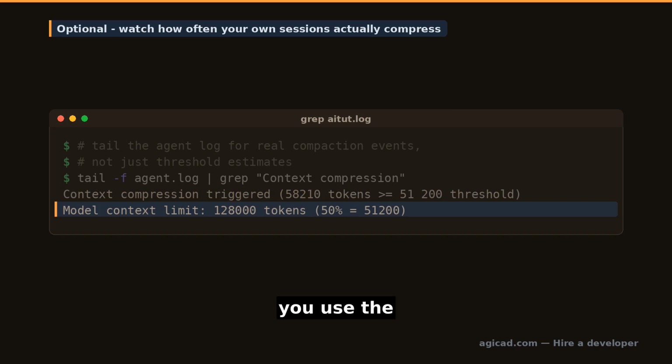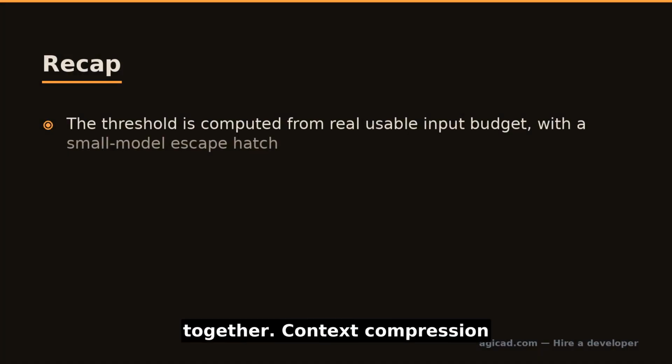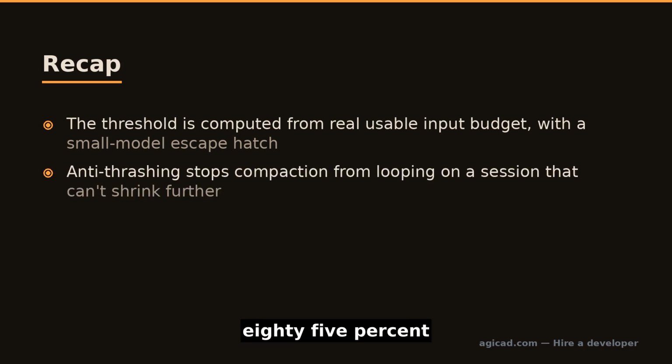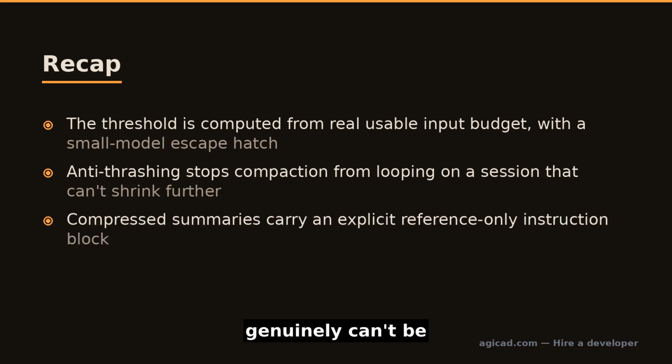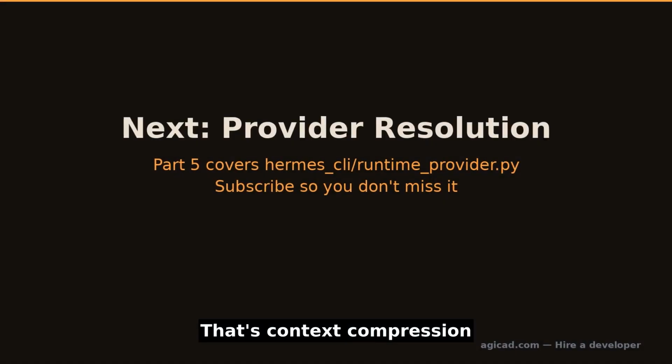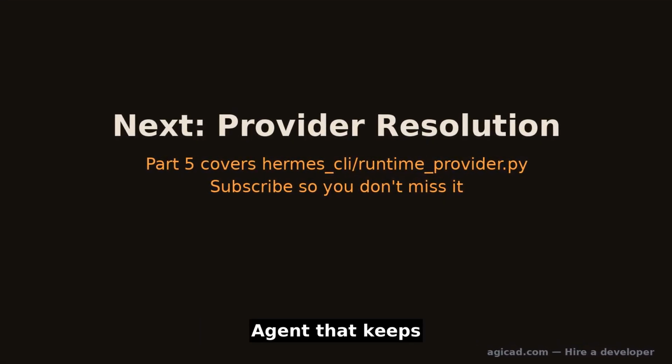Let's pull it together. Context compression in Hermes Agent isn't a flat percentage cutoff, it's computed from the model's real usable input budget, with an explicit 85% escape hatch for small context models that would otherwise never trigger. Anti-thrashing stops the whole system from looping when a session genuinely can't be shrunk any further. Every generated summary ships wrapped in an instruction block that keeps the model from mistaking old, finished work for a new task. And Anthropic's prompt caching sits on top of all of it as a separate, complementary optimization, rewarding whatever survives compaction with cheaper reuse across turns. That's context compression and caching, the part of Hermes Agent that keeps a long-running session usable and affordable instead of quietly overflowing, straight from the pinned source with every line cited.